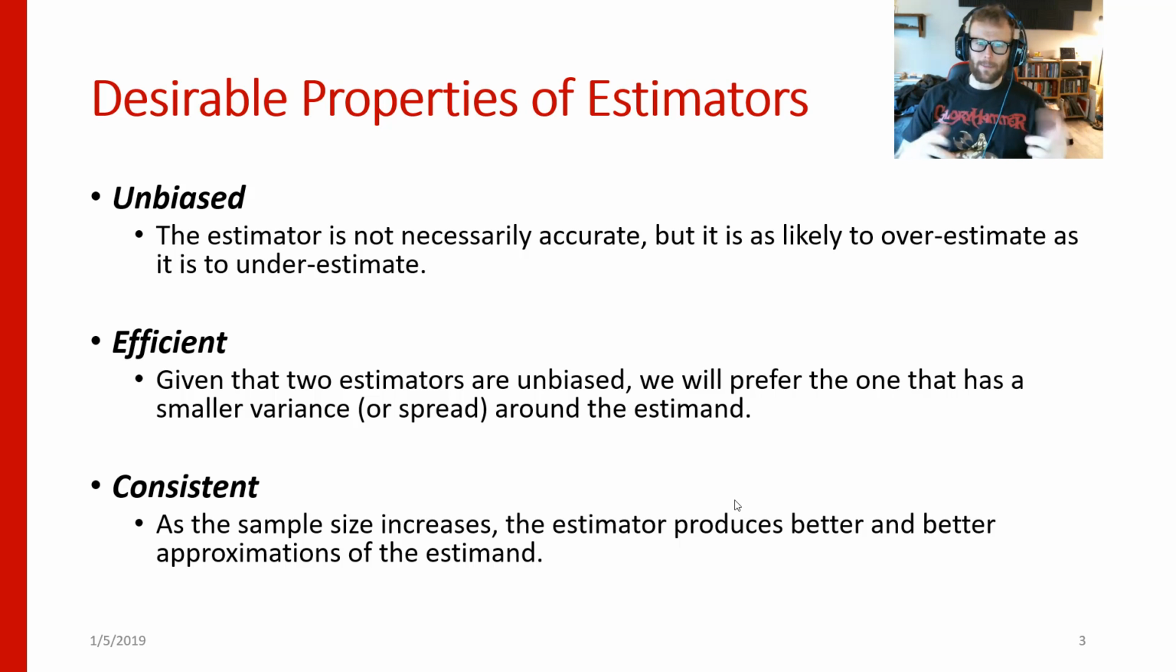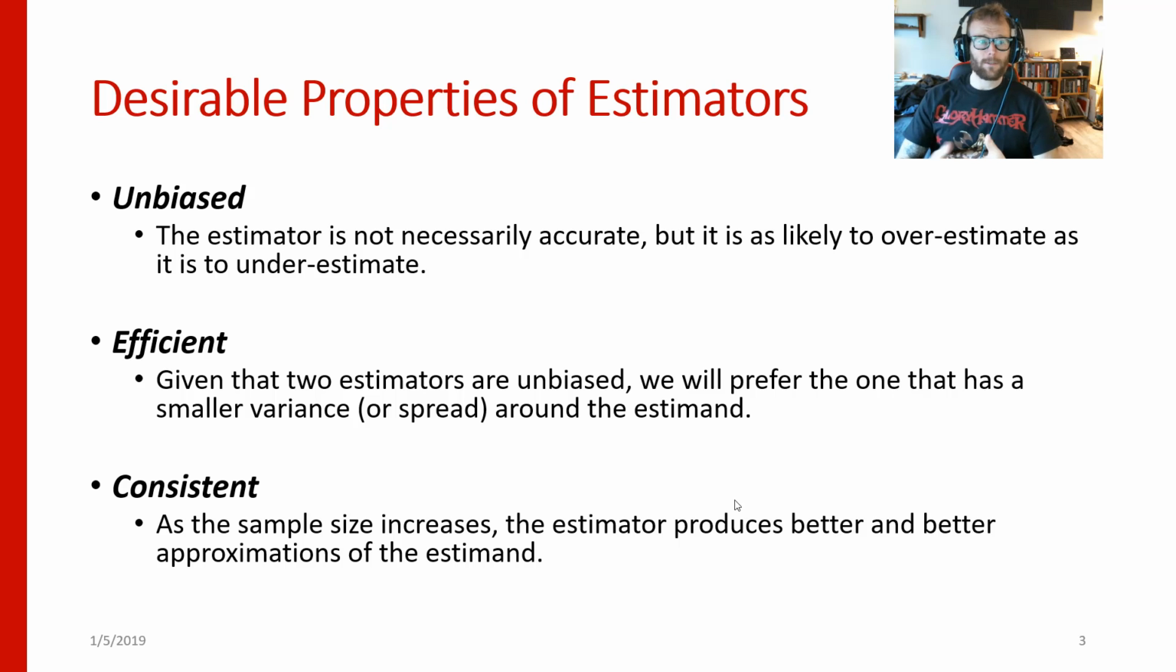Any individual estimate is probably not accurate, but on average, they will be accurate because 50% of the time they will be above the estimand, and 50% of the time they will be below the estimand by approximately the same degree. So unbiasedness is a very desirable property. Any individual estimate probably isn't accurate, but on average, we will be accurate.